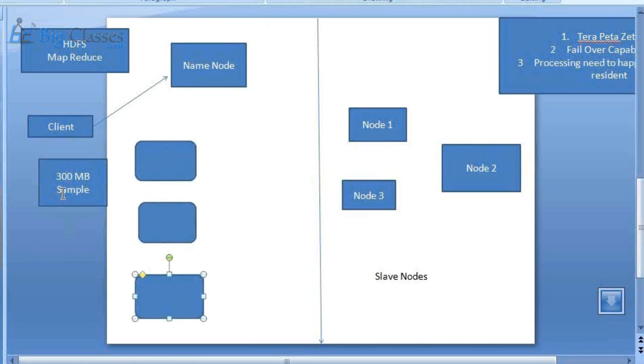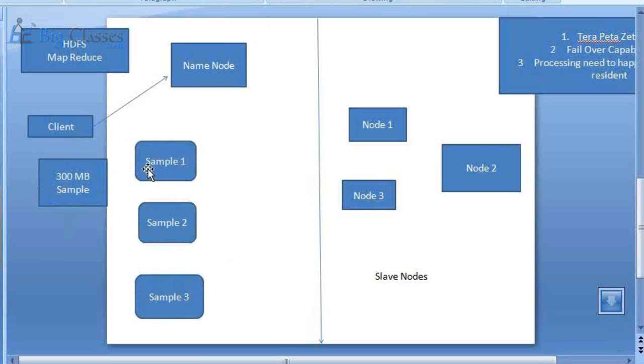So that means the 300 MB sample can be split, assuming it is split into 3 blocks: sample 1, sample 2, and sample 3. This is what is called the large scale splitting, the physical splitting we are doing here. The client or the end user is not aware of how these blocks are getting split, but ultimately they are going to be split like this.